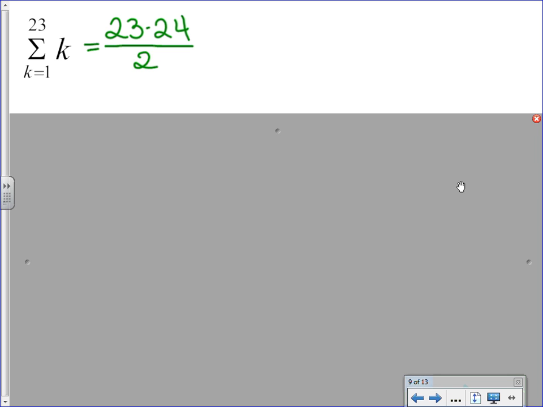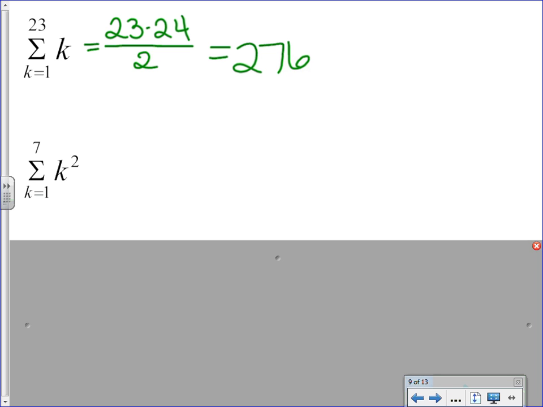What is it? 276. Look at mental math guy over there. Yay! And that didn't take you any more time than it would have to punch in the calculator. Okay? But way better than saying 1 plus 2 plus 3 plus 4 plus 5 all the way to 23, right?